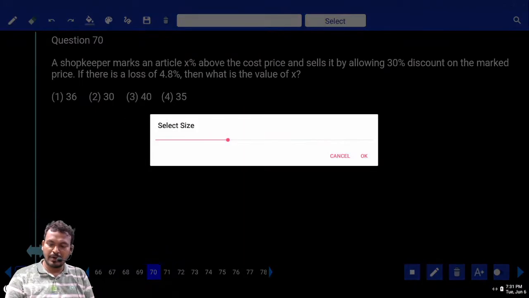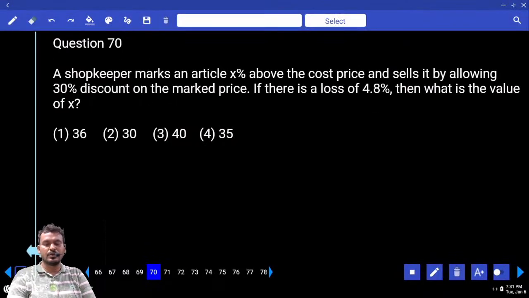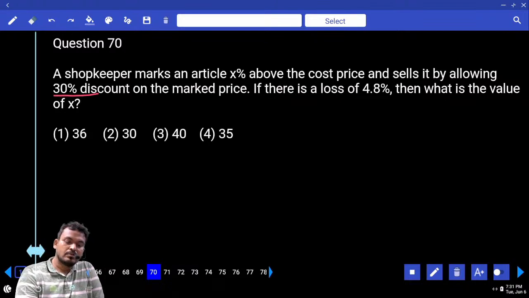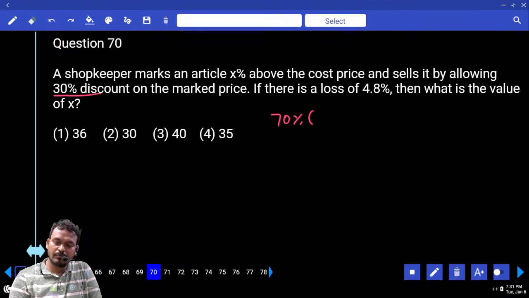Next question number 70. A shopkeeper marks an article X% above the cost price and sells it by allowing 30% discount on the market price. If there is a loss of 4.8%, what is the question here? What is the value of X? Discount is how much? 30%. Then selling price is 70% of market price. Next, what is the loss value?